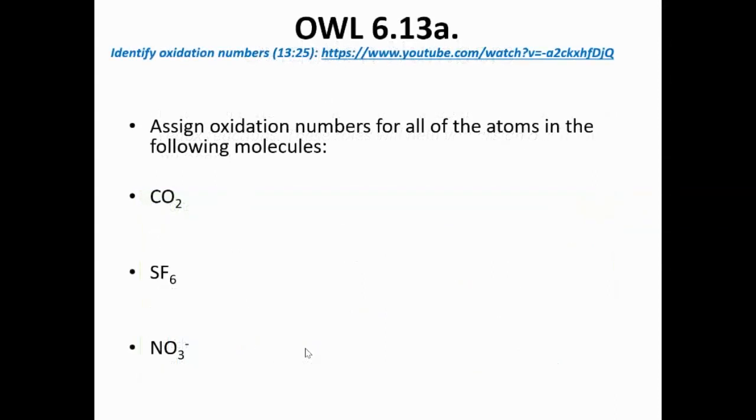Let's try a few examples. Carbon dioxide, we know oxygen almost always has an oxidation number of -2, and there are 2 of them in the formula. Therefore, 2 times -2 is -4. What is the oxidation number of carbon? Well, this is a neutral molecule. They have to add to 0. That means carbon's oxidation number is +2, since the 2 oxygens together are -4.